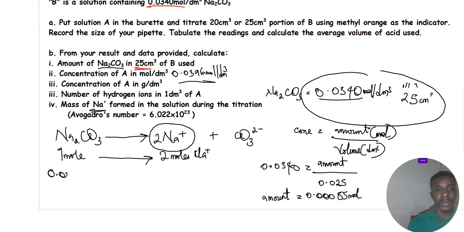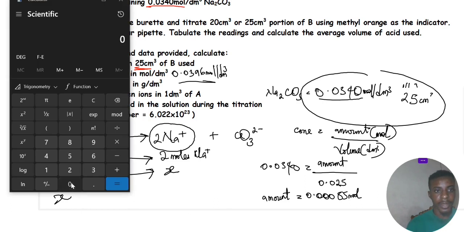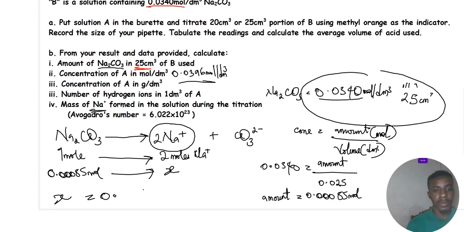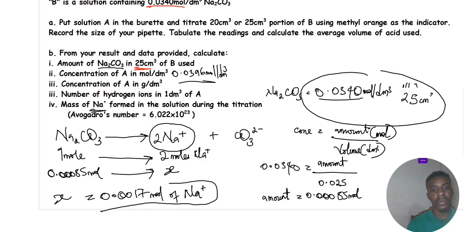Now if 1 mole of sodium carbonate produces 2 moles of sodium ion, then in the reaction 0.00085 mole will produce how many? Yes, we cross multiply. When you cross multiply, you're multiplying it with 2, so we have 0.00085 times 2, which is 0.0017 mole of Na plus. So this is the number of moles of sodium ion that is formed in the titration.